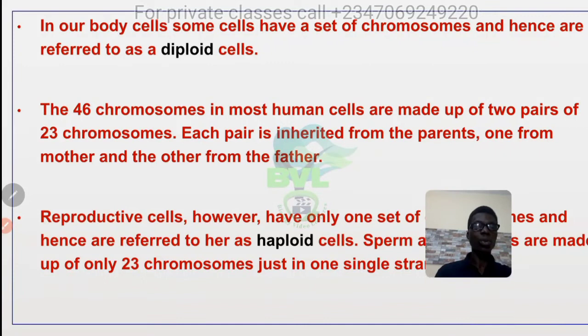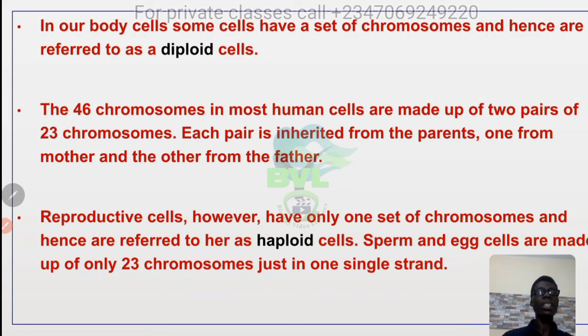So here, this was what I said at the beginning. I said in our body cells, some cells have a set of chromosomes and hence are referred to as diploid. What that means is it is in pairs like that. So most cells in our body have the chromosomes in pairs, and those are called diploid. Now it says the 46 chromosomes in most human cells are made up of 2 pairs of 23 chromosomes. Each is inherited from a parent, one from the father and one from the mother.